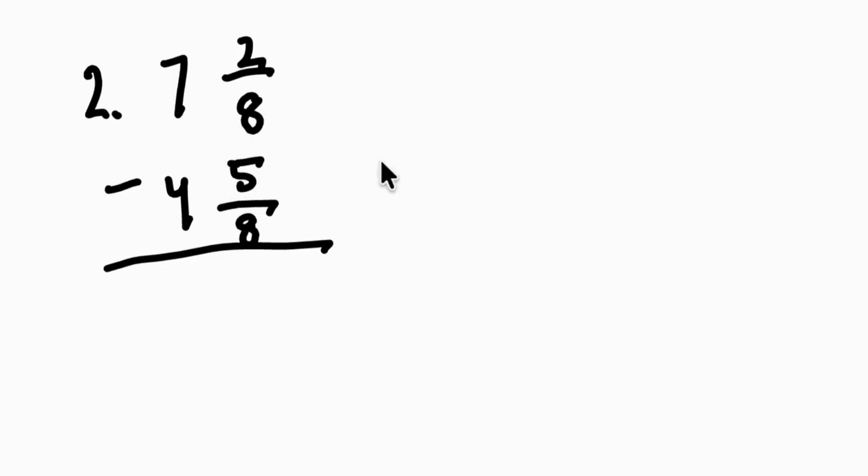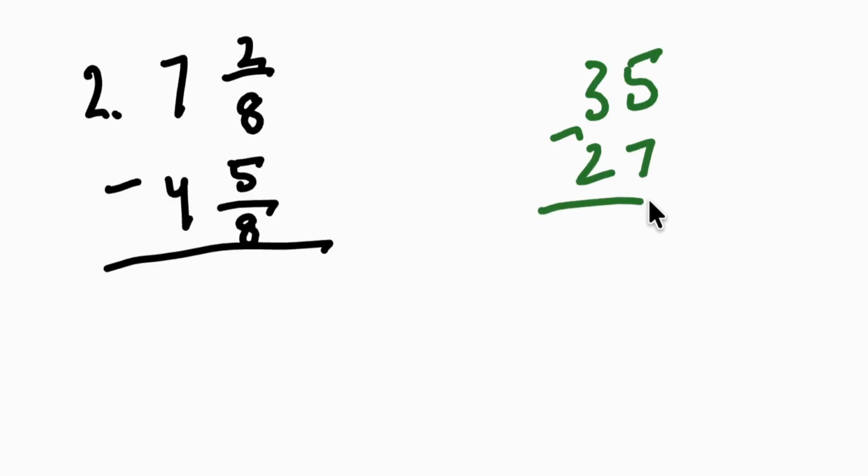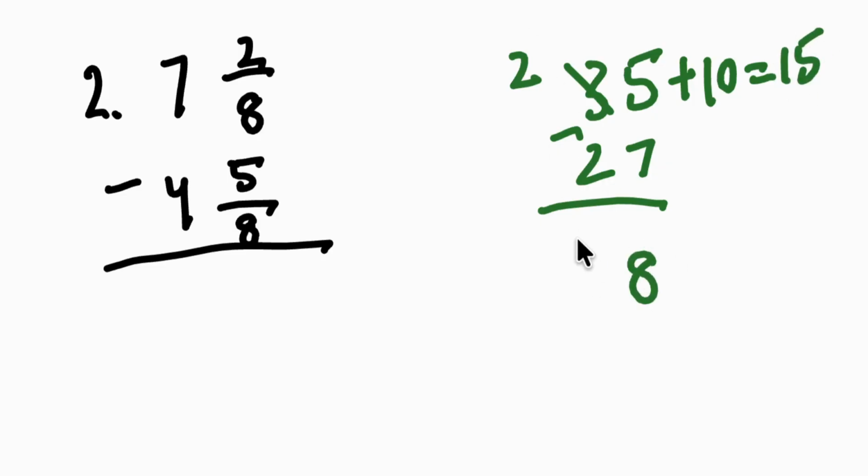So for regrouping, let's look at a small example with whole numbers. So 35 minus 27, for example. How would we do this? Well, 5 minus 7, we can't subtract. So we take 1 from the 3, making it 2, and we add 10 to 5, and we get 15. Then we subtract: 15 minus 7 is 8, 2 minus 2 is 0. So the answer is just 8, right? So what we did here is that we removed from the tens place, and we added a whole to the ones place, like 10.